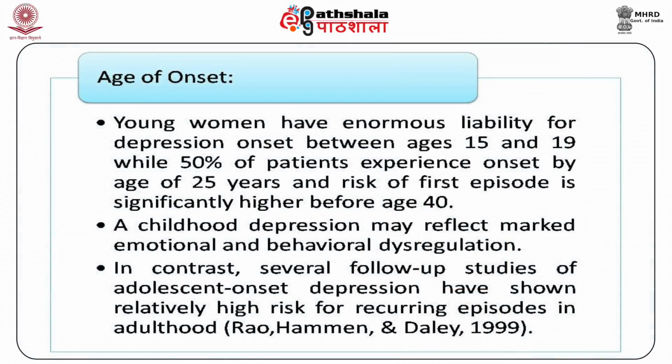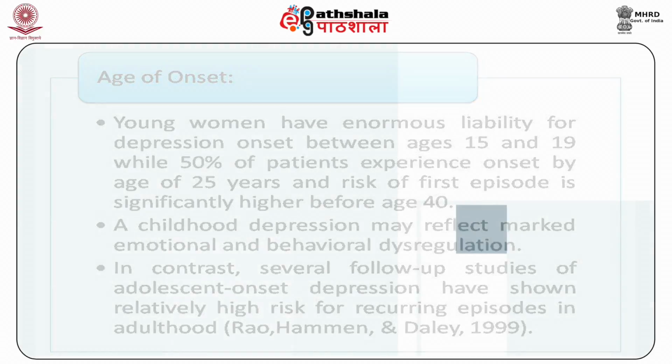Age of onset. Young women have enormous liability for depression onset between ages 15 and 19, while 50% of the patients experience onset by the age of 25 years. And risk of the first episode is significantly higher before the age of 40. A childhood depression may reflect marked emotional and behavioral dysregulation. In contrast, several follow-up studies of adolescent onset depression have shown relatively high risk for recurring episodes in adulthood.